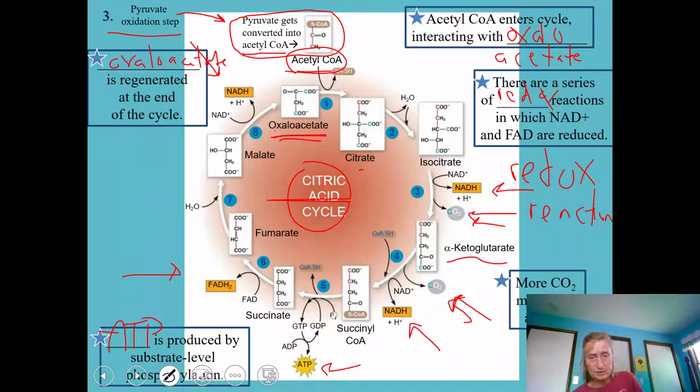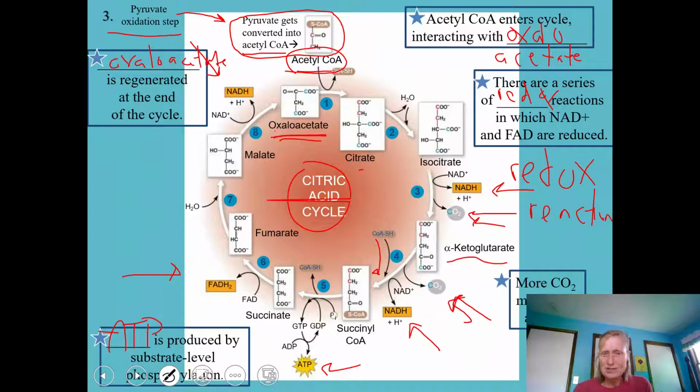Step 4 looks a lot like our prep step. Carbon dioxide is released. We oxidize alpha ketoglutarate into succinyl-CoA. NAD plus is reduced to make more NADH. This coenzyme A gets reattached temporarily here. So now we've got succinyl-CoA at the end of step 4. By the way, this reaction probably required another dehydrogenase enzyme. It's a redox step.